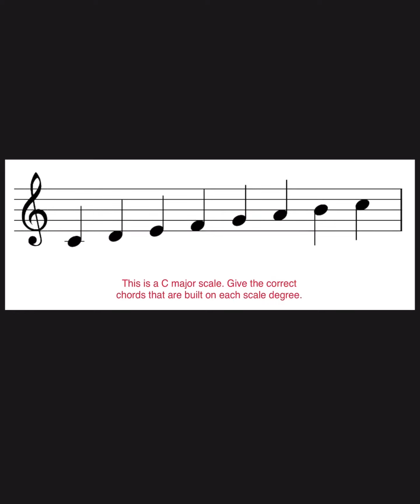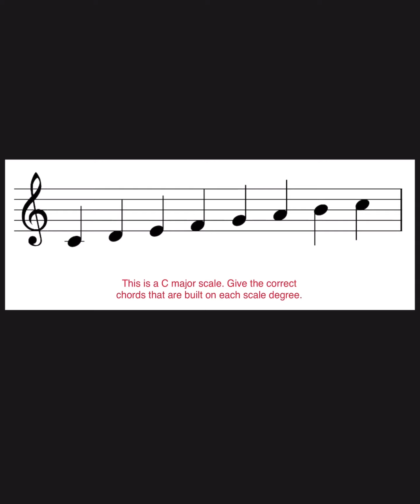Okay, this is a C major scale, and we are being asked to give the correct chords that are built on each scale degree. What's happening here? Well, when you think of a piece of music being in a key, you're thinking of a group of notes that are being used in various ways. The scale is those same notes, just in an ascending and then descending order. So that's what we have here.